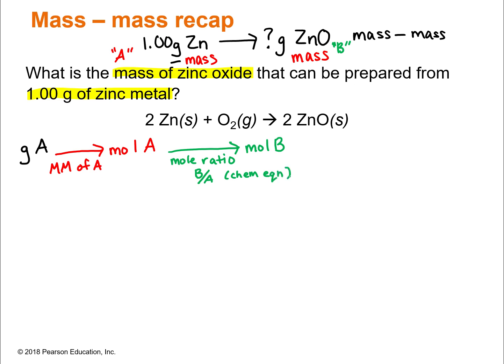The mole ratio is like what we just did in the do now. You use the chemical equation, you write it out as moles, and that's what you use to get from A to B. The last part of the equation we're going to set up is to go from moles of B to grams of B. We need the molar mass of B to get that done.